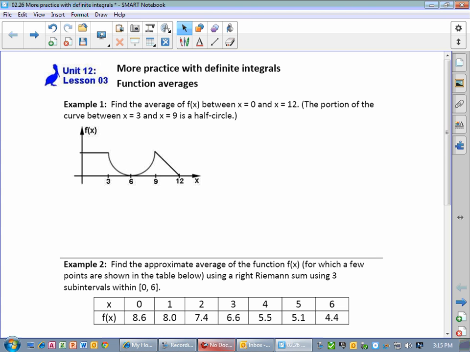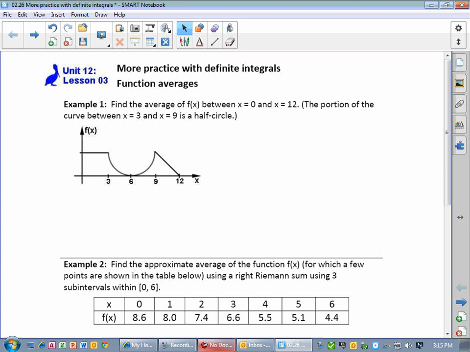1 over b minus a times the integral from a to b of f of x dx, right? So write that down. That's what we did yesterday. Because today we're going to do the exact same thing.